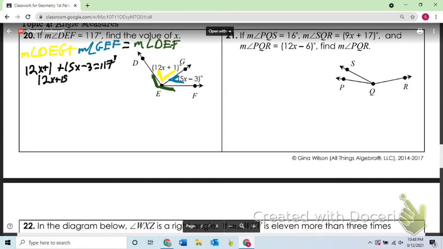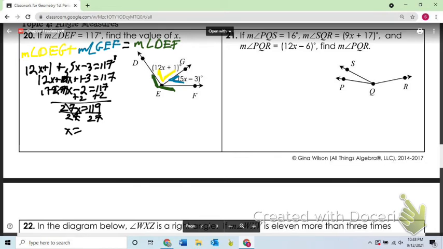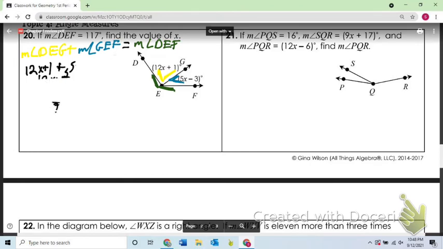So I'm going to rewrite this. I put 15x, it's actually only 5x. So let me go to where I fixed that. There we go. So it turns into 17x minus 2 equals 117. Add 2 to both sides. Divide by 17. I'm just going to rewrite that. So we're erasing all this.